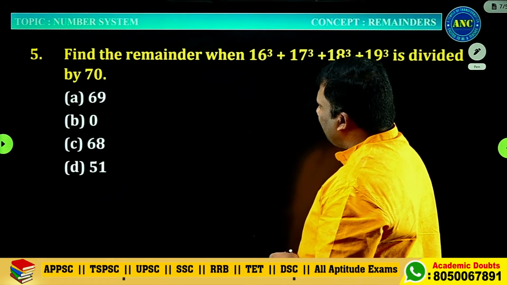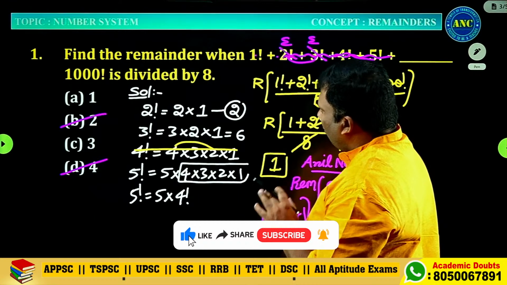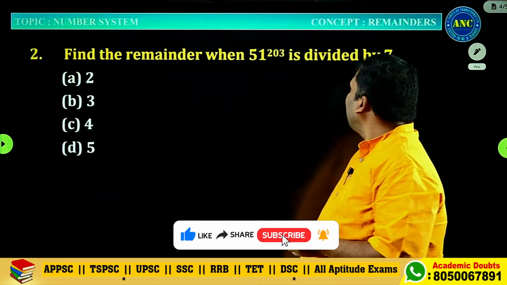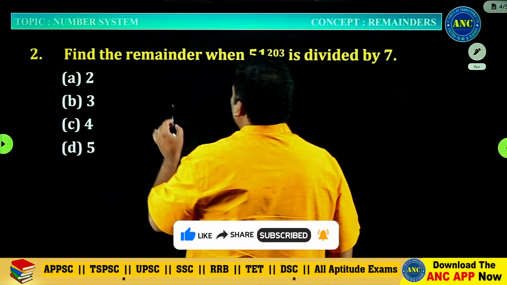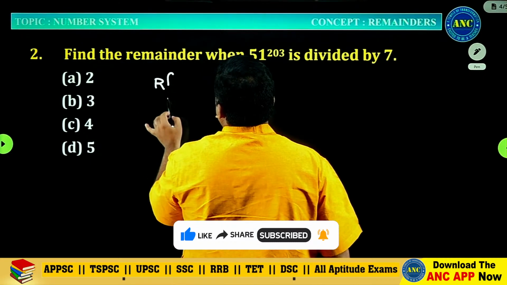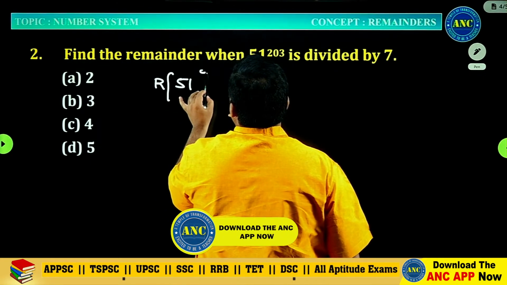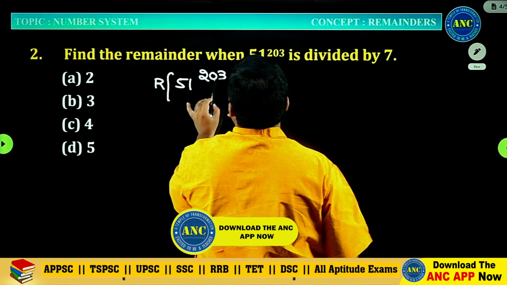Let me come from the beginning. I hope the first question is very clear. Now remainder: 51 power 203 divided by 7.